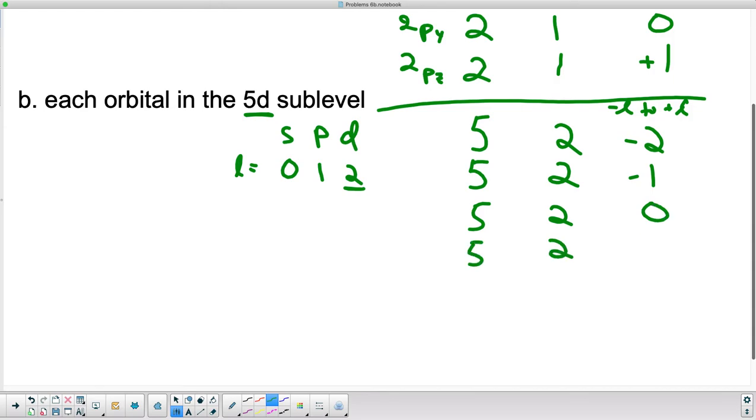5, 2, positive 1, and then the last one is 5, 2, positive 2, like that. And that's how it works. Okay, so it takes some practice, some repetition to get the idea as to what's going on, but these are the quantum number questions. So just follow along with me, and hopefully at some point it will make a little bit more sense. I know it's confusing at first.